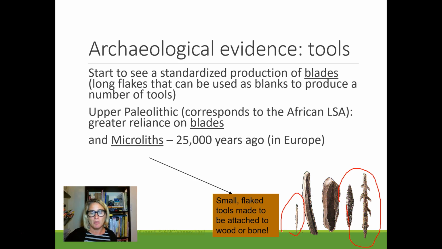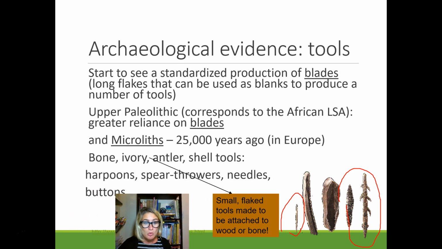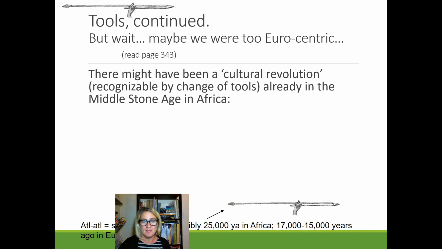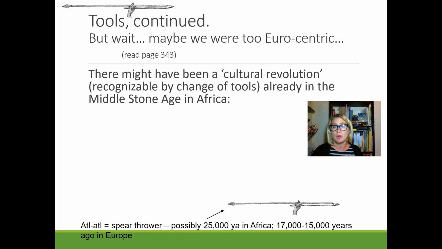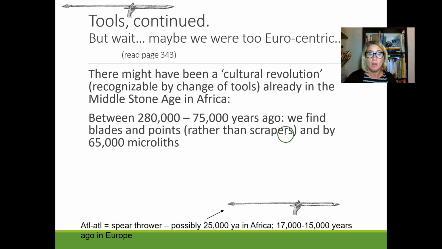And these again are something that we see in Europe maybe around 25,000 years ago. And so early archaeologists said, well, it looks like we start to see this Upper Paleolithic emerging in Europe. And we even find bone, ivory, antler, and shell tools as well. But the truth is, looking at the evidence again, there's been a recognition that these tools that we thought were emerging in Europe first probably emerged in Africa prior to that.